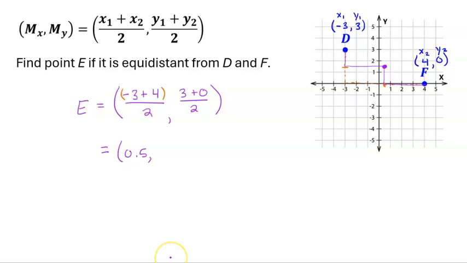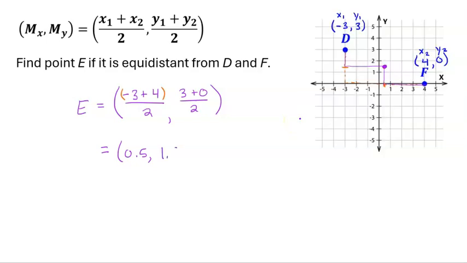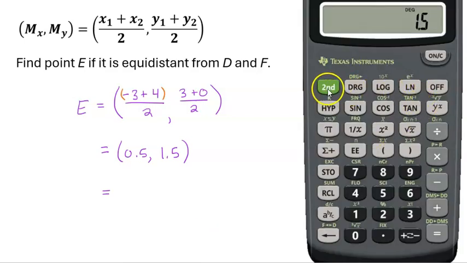And then I know that 3 plus 0 divided by 2, okay, I know that that's going to be 3 divided by 2 here. And we get a nice decimal again at 1.5. And if they wanted me to convert these to fractions, don't forget I can hit second, F to D. That would give me a mixed number. So if they have mixed numbers, this would be 1 and 1/2.